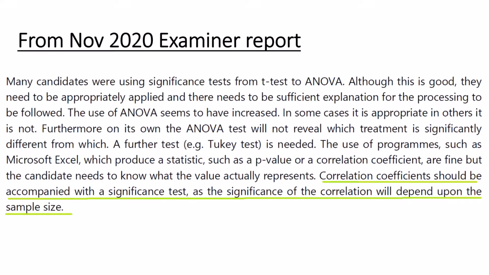This slide comes from November 2020 from the examiner report. They stated that after you have done the correlation coefficient, R-values, you should also do a significance test. The significance test of the correlation depends on the sample size. That means that when you do your R-values and your significance test for your R-values, you should take into account all the trials. You will understand it a little bit more as we go along.